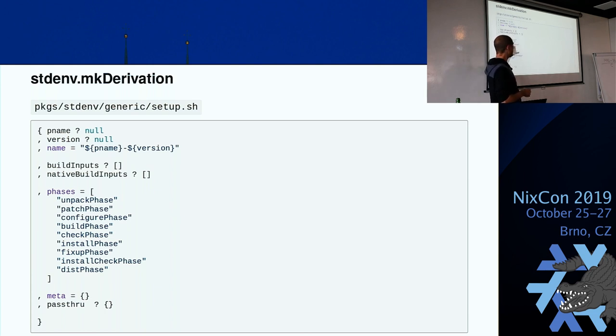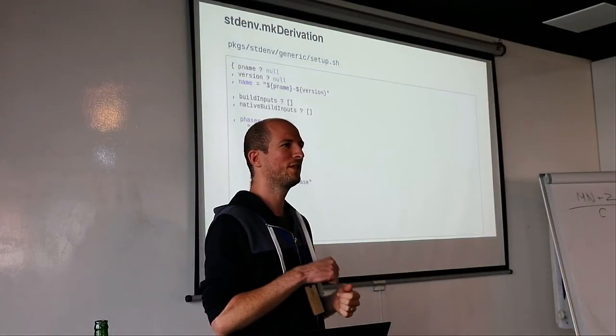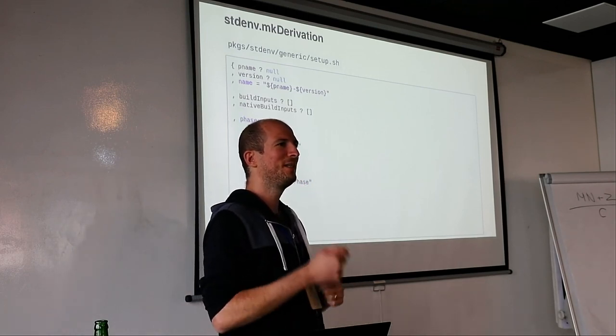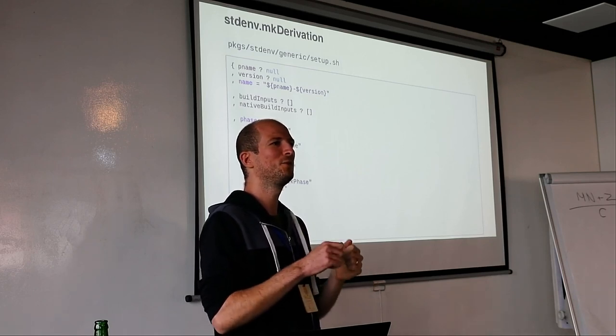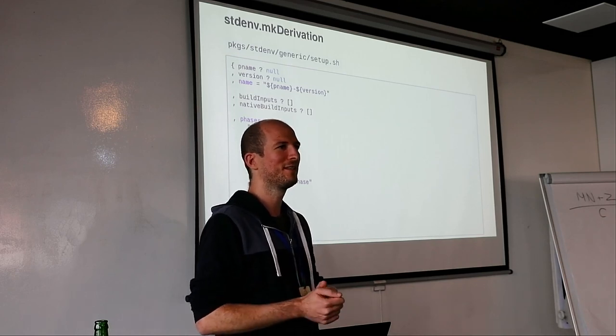Then we have a configure phase that's usually, for example, if you have an autotools project, it's going to call the ./configure with some default attributes. We have the build phase, which is, for example, running make, cmake, etc. Then the check phase that is optional, where you can run unit tests to check that the project works. Then the install phase, where once you build the project, you want to send it to the $out. And that's the install phase, basically.